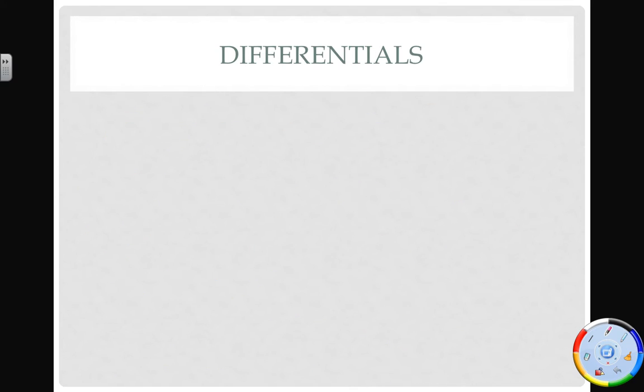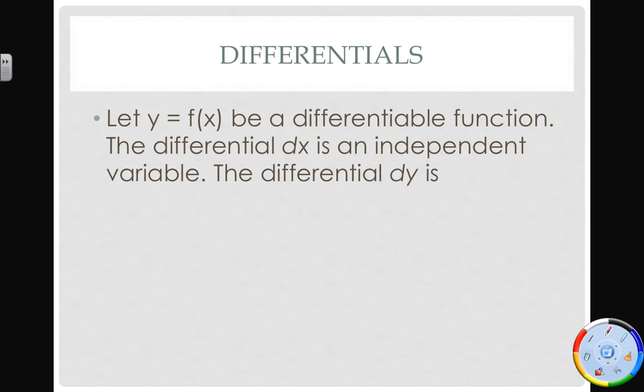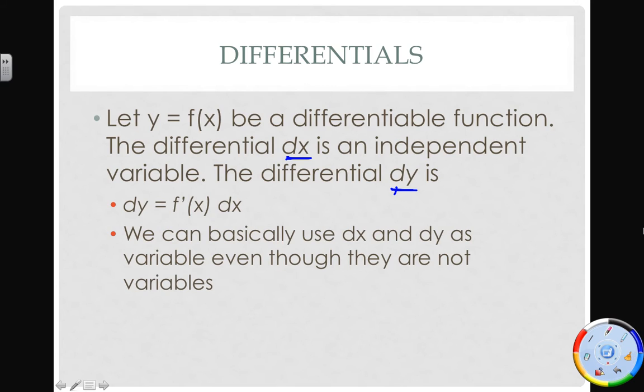You've got one more little thing to figure out here, and this is the idea of differentials. And this goes to the other guy, Leibniz, not Newton. Differentials are basically just the dx. The dx is the independent variable, and the dy is defined as the derivative of a function times dx, so f prime dx. This basically allows us to use dx and dy as variables, even though they're not variables.